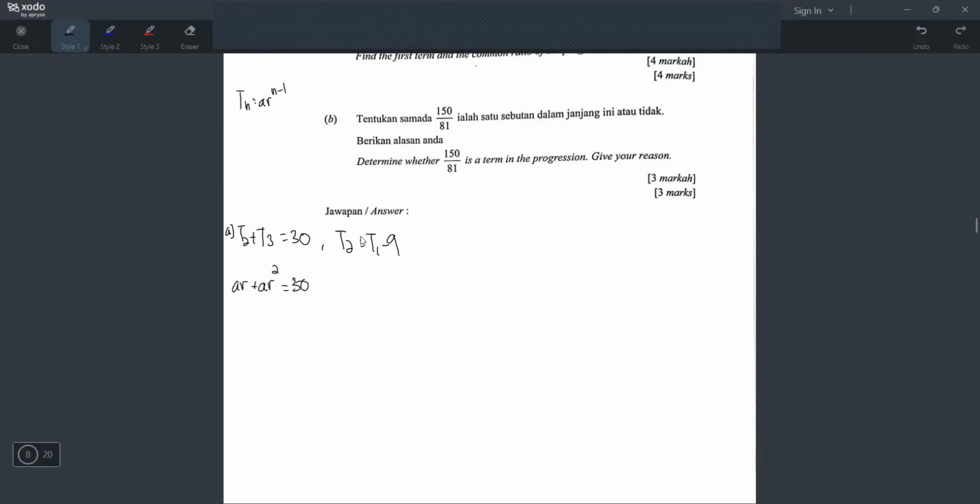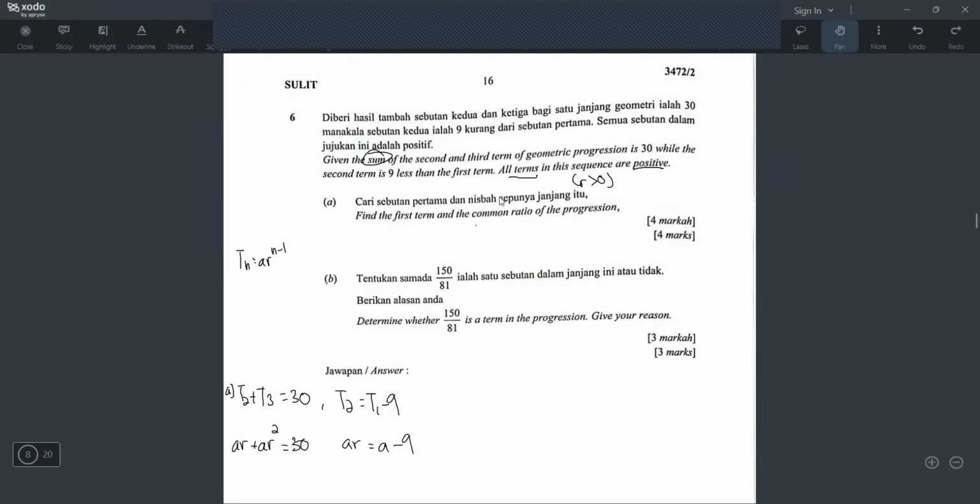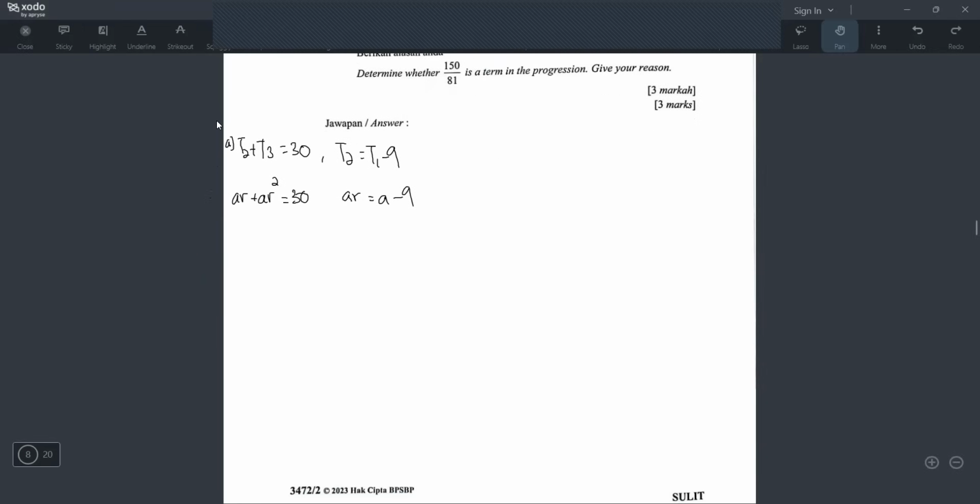All right. So what about the other equation? T2, AR power 2 minus 1, so AR power 1. And then T1, which is just A, or you can say AR power 0, but R power 0 you can erase, right? Because R power 0 is 1, and then minus 9, okay? Okay, but I don't know my A and R now, right? I want to find both, right? A and R. That's why you have to do simultaneous.